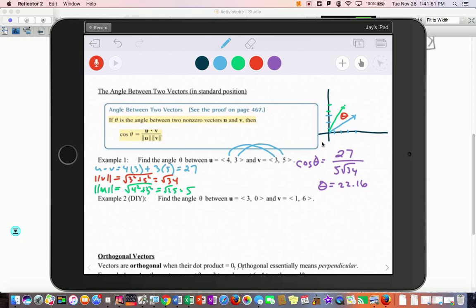Now, we always find the one that's between 0 and 180 because inverse cosine can only produce answers between 0 and 180. If somebody wanted this angle, you'd have to do the angle minus 360, or 360 minus the angle. But anyway, this just helps me estimate because we're pushing a bunch of buttons on the calculator. That looks like it could be about 22. It's about a third of a quadrant, so that looks good.